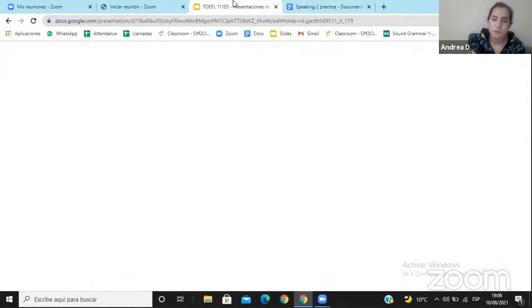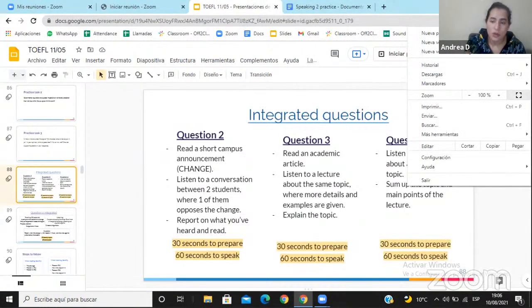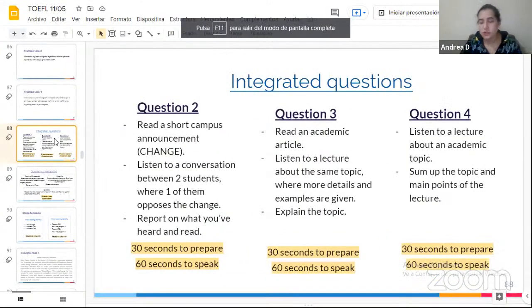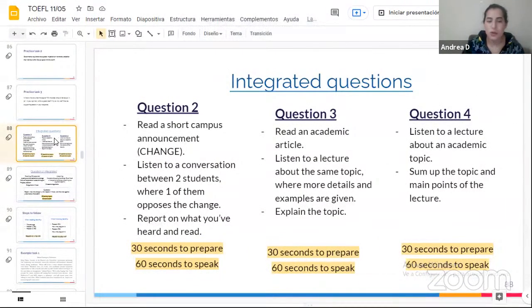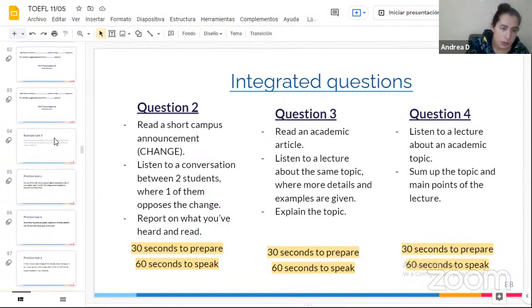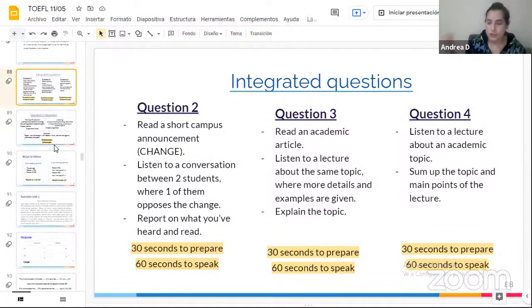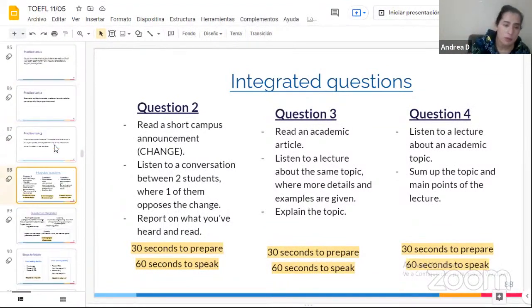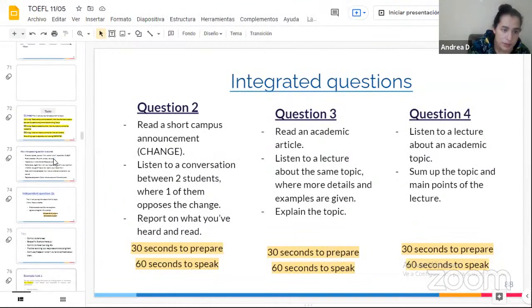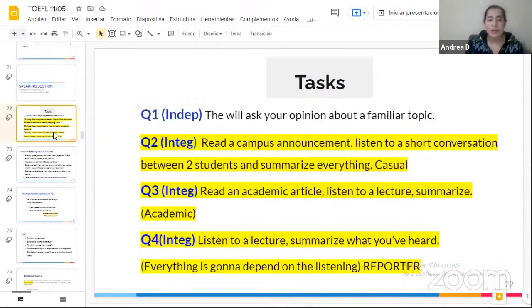All right. So today we're going to be working on the speaking section. We have actually started this already, but we're going to move on to a different task. Just remember that in the speaking section, you have 4 tasks, so there are 4 questions in the section. Let me show you this in my slides. The first one is an independent question, and the other ones are all integrated questions.